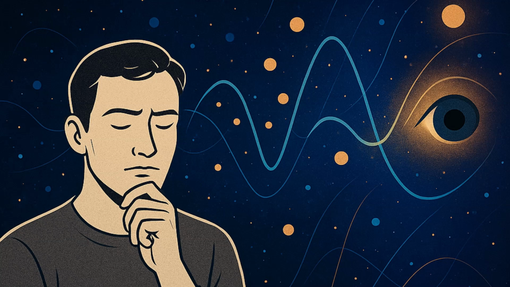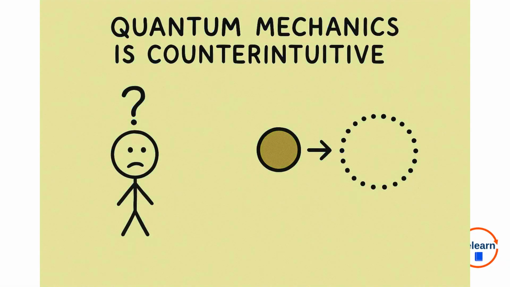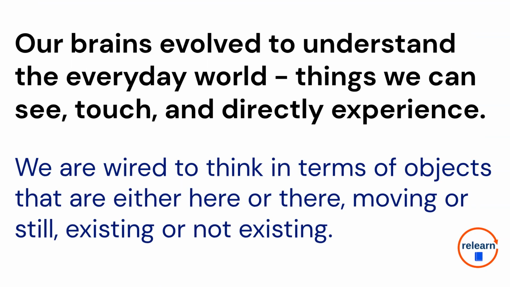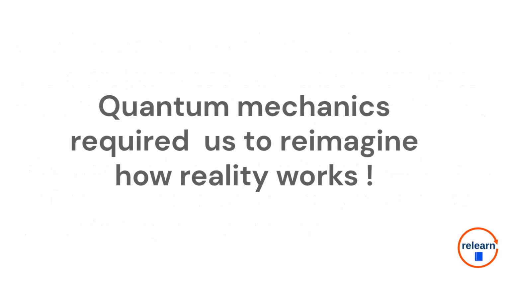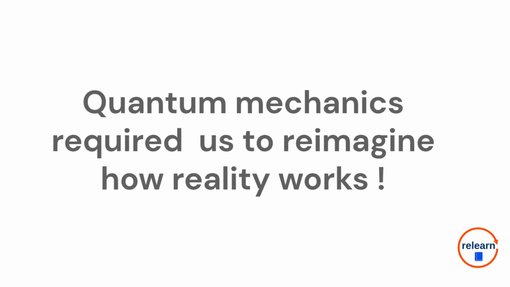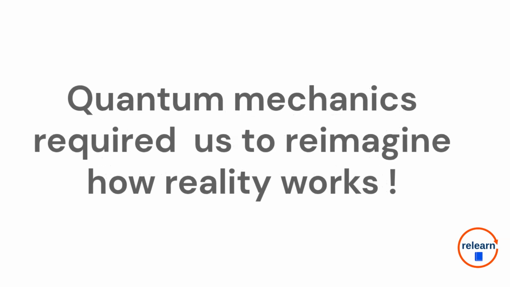But why is quantum mechanics so counterintuitive? It is because our brains evolved to understand the everyday world, things we can see, touch, and directly experience. We are wired to think in terms of objects that are either here or there, moving or still, existing or not existing. We created mathematics to make sense of patterns in nature. Quantum mechanics required us to completely reimagine how reality works.